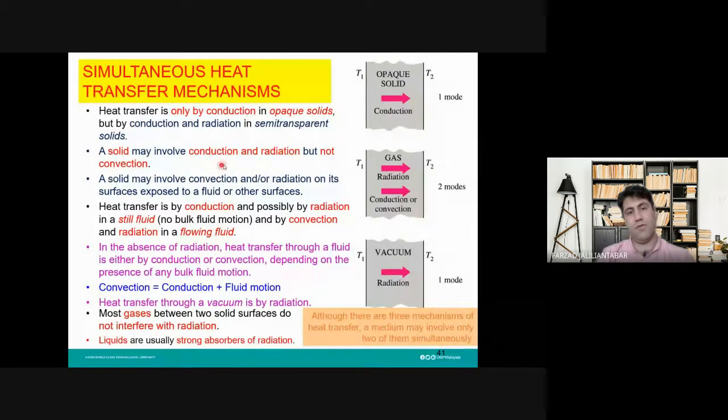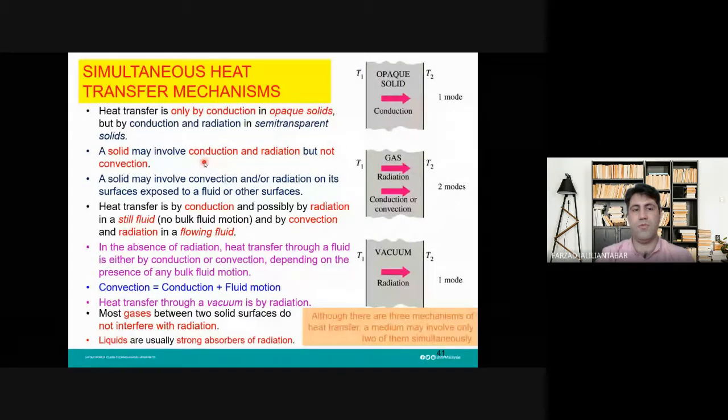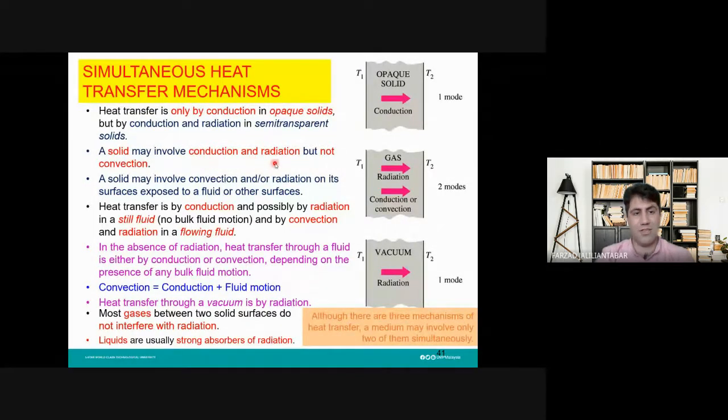A solid may involve conduction and radiation, but not convection. You know about that because for convection we need to have a fluid in motion. If you just go to the basic definition of each of these modes of heat transfer, you will simply understand this. In a solid, because we don't have any fluid, we can have only conduction or radiation, but not convection.